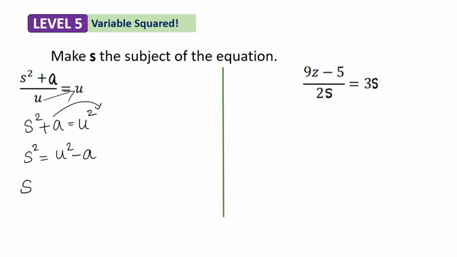So I will take the square root on both sides. So this becomes square root of u squared minus a. And don't forget the plus or minus.